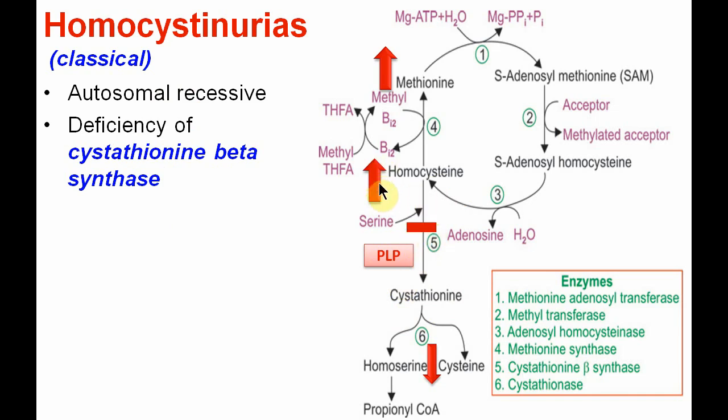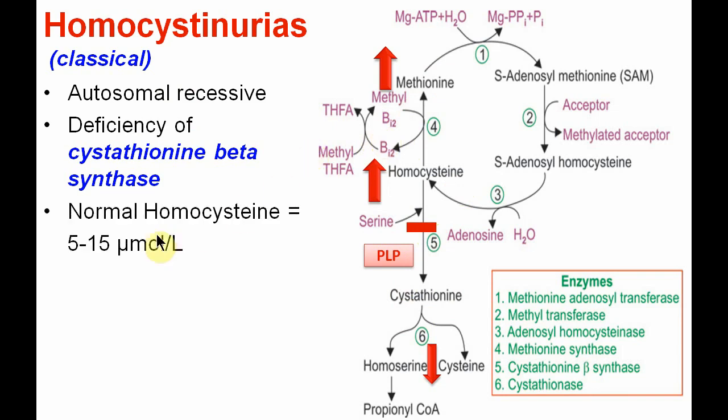So ultimately there is increased accumulation of homocysteine, and further homocysteine is converted to methionine. So methionine level is also increased, provided the vitamin B12 and tetrahydrofolic acid are sufficient and the enzyme which converts this reaction is sufficient. The normal level of homocysteine is 5 to 15 micromole per liter. But in this condition, the level is increased up to 50 to 100 times the normal level.